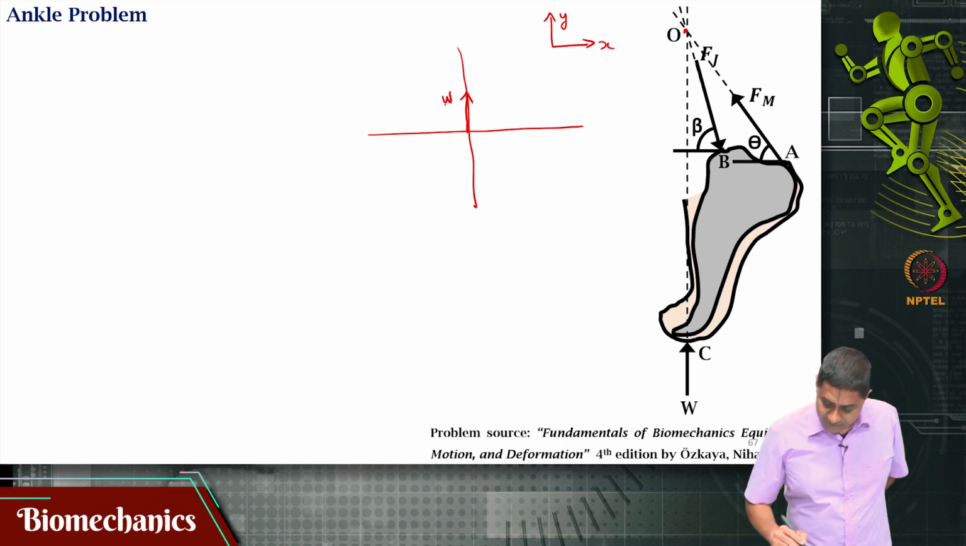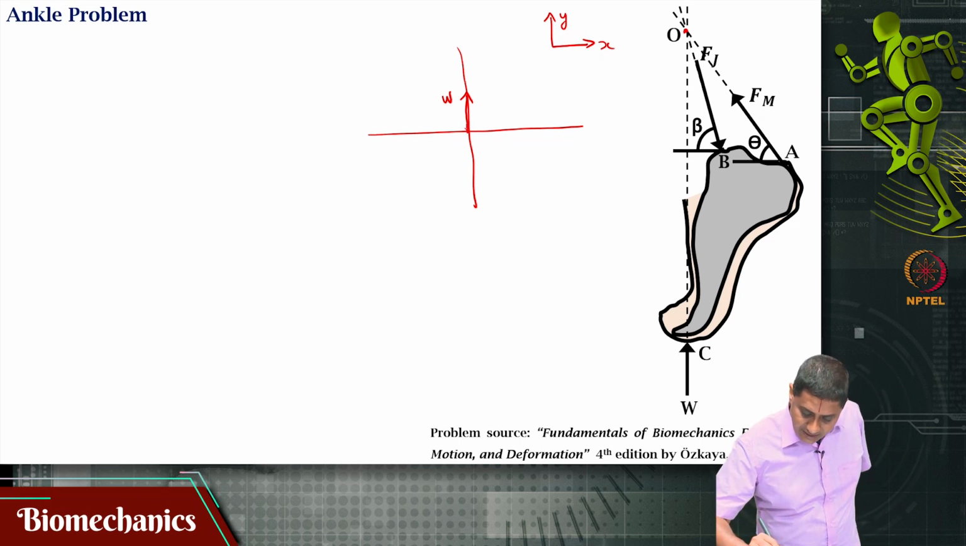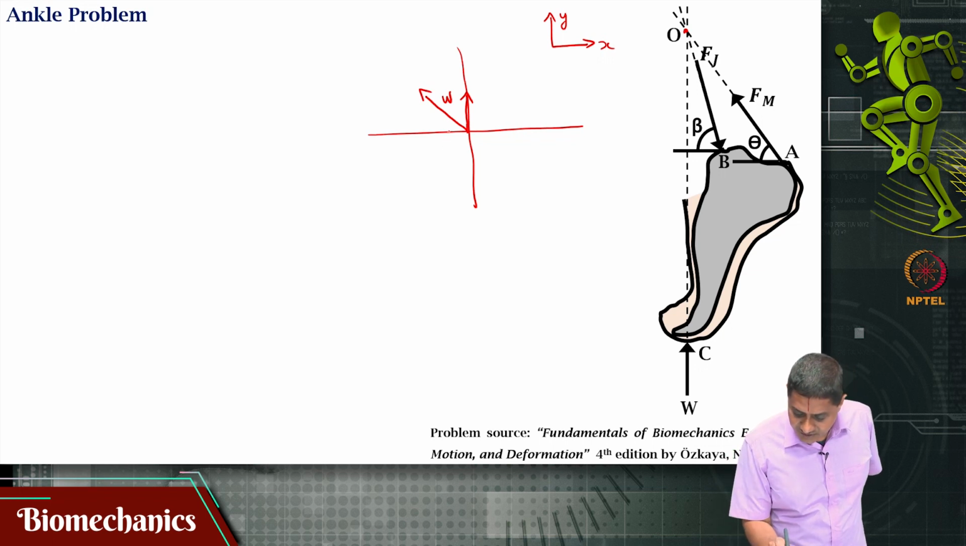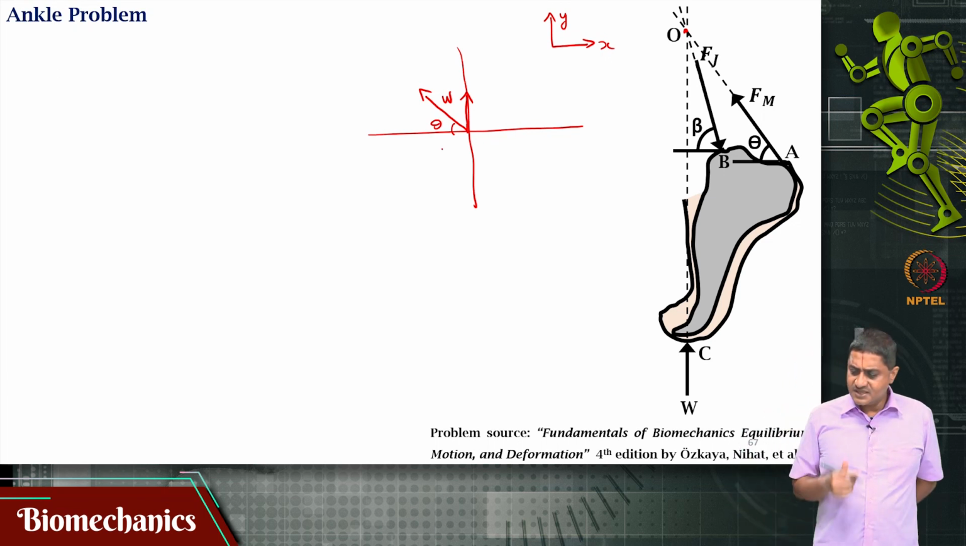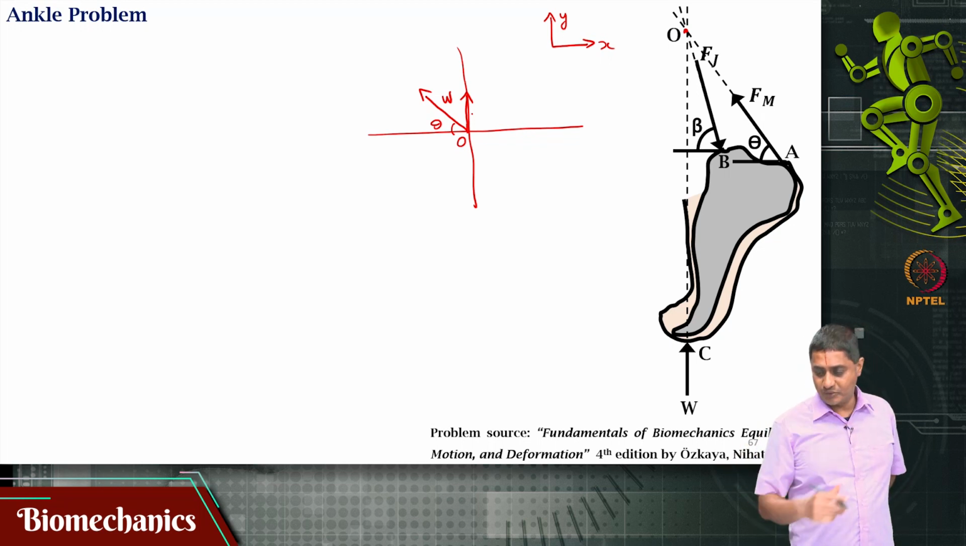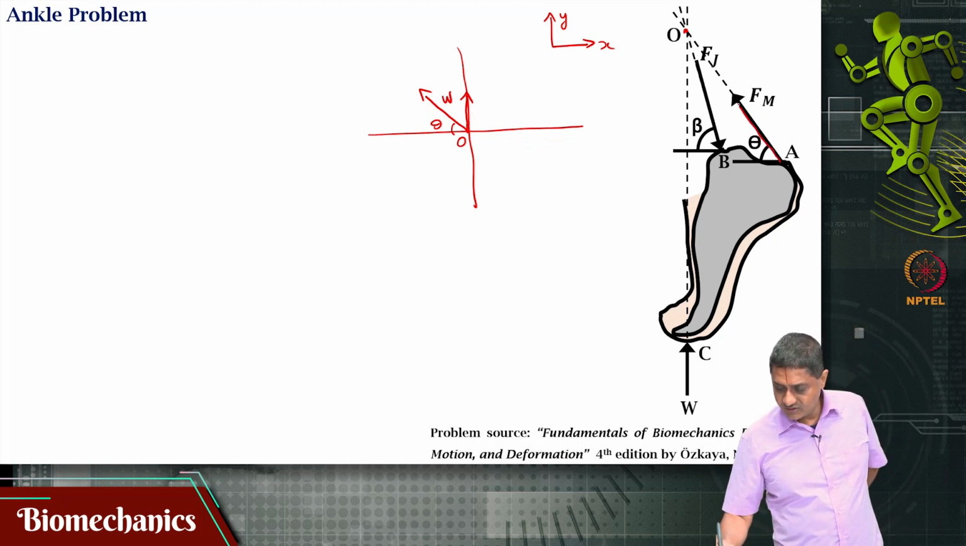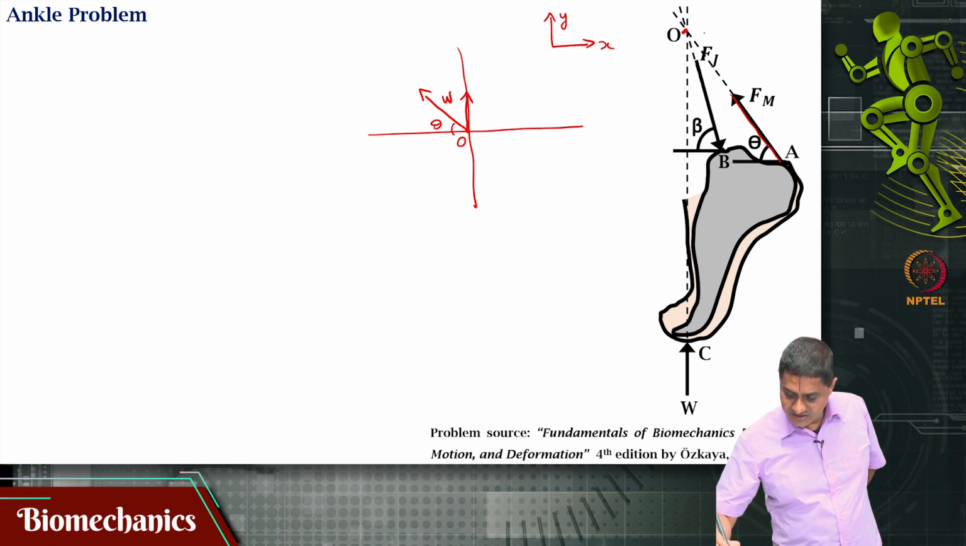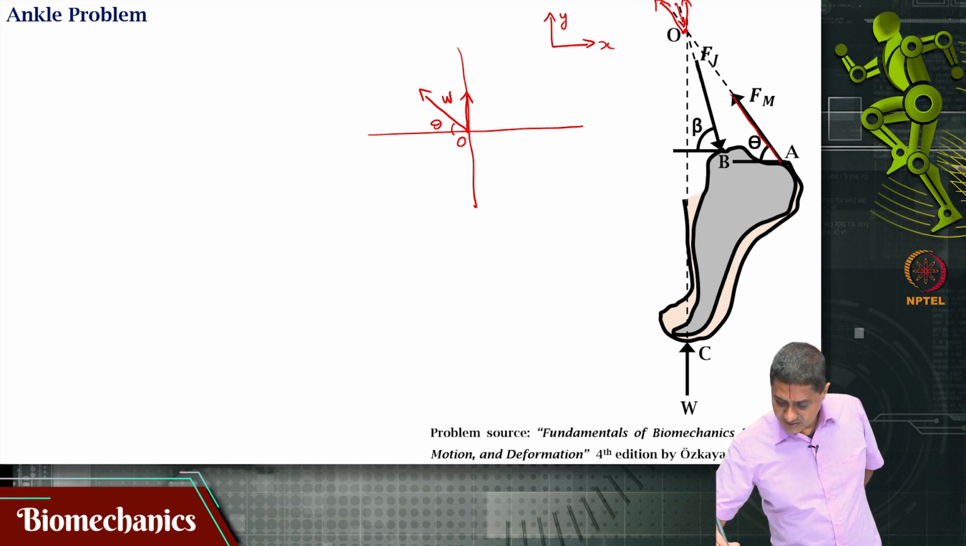Then I have Fm that is acting from O at an angle of theta to the horizontal. You are saying, hey, but this is not acting at O. It is not, but I have moved it to point O. So, essentially I have moved this to this point such that it is acting like that. W is acting like that. Fj is acting like that. Okay. That is Fj, this is Fm and this is W.